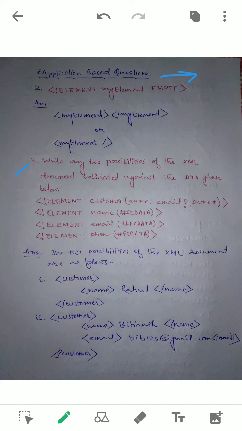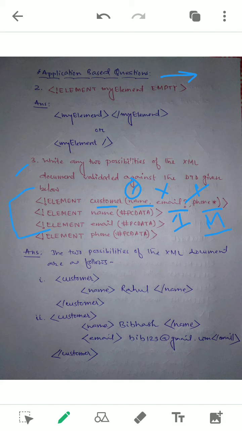According to the question, here you can see customer is the root. Under customer, name, email and phone, there are 3 elements, and there is no sign after name, so it must come one time. Email may not come or may come only one time. Phone may come one time, or it may come many times, or it may not come at all. Remember the symbols: question mark and star symbol.